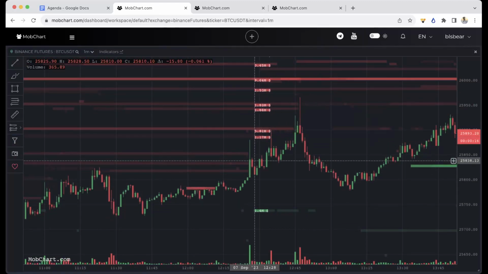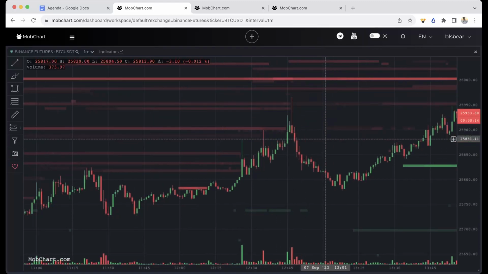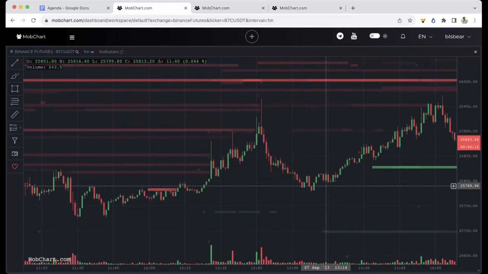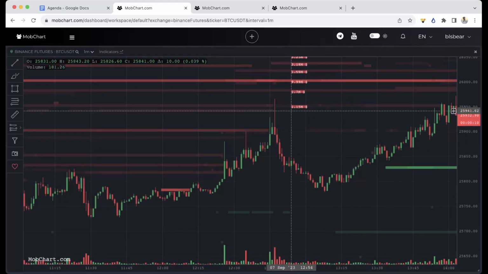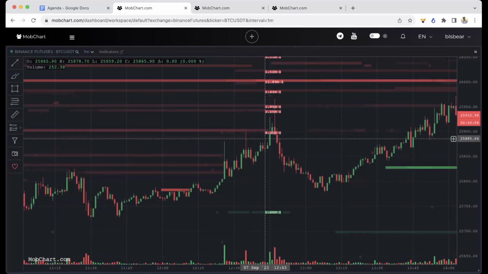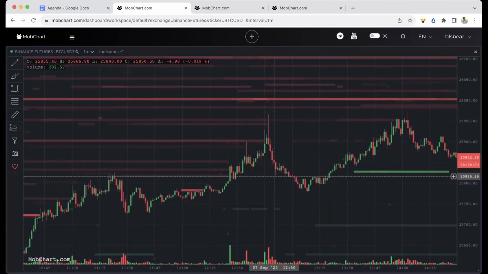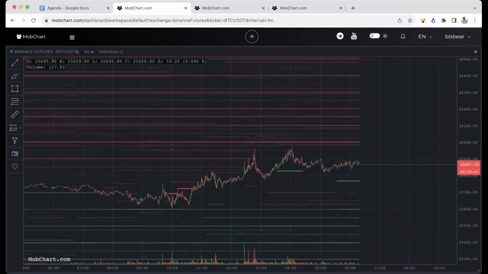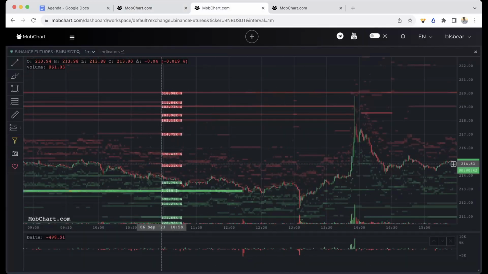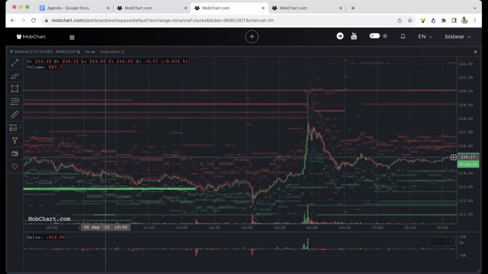So even if you had shorted around here, you probably would have still made money, or at least been break even. And if you had shorted anywhere around here, you would have almost guaranteed to have made money if you were a scalper instead of a swing trader. So that's really what we're looking for, high volatility, and then we're looking for that kind of complete lack of liquidity on the other side.